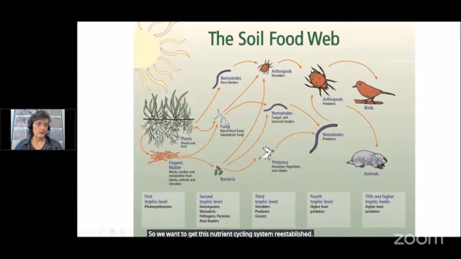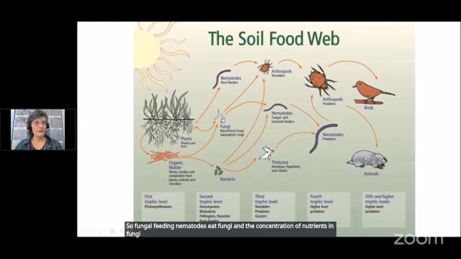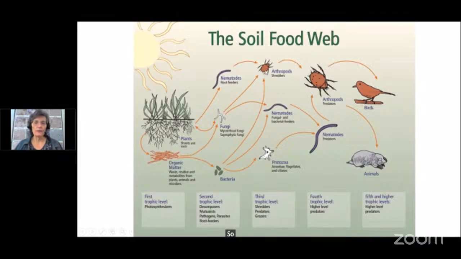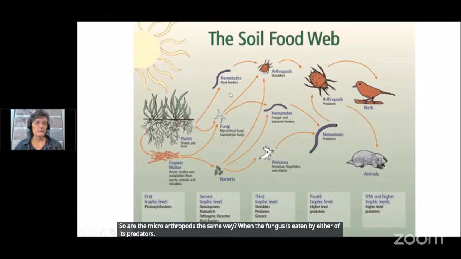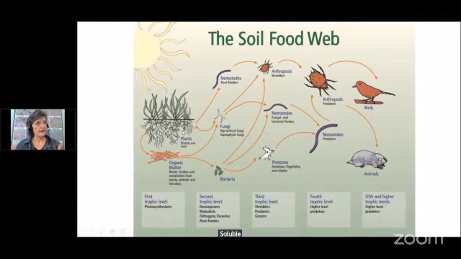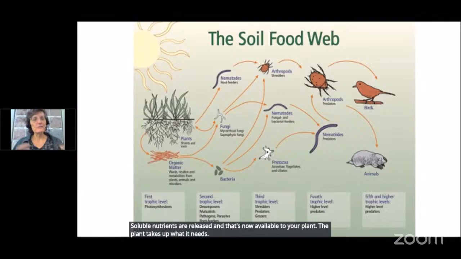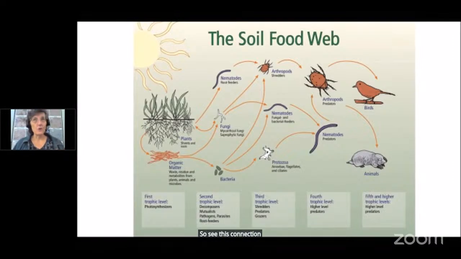I didn't talk about fungi. What eats fungi? Fungal feeding nematodes eat fungi, and the concentration of nutrients in fungi is so much higher than in what eats it. Microarthropods are the same way. When the fungus is eaten by either of its predators, soluble nutrients are released, and that's now available to your plant. The plant takes up what it needs. So see this connection? So extremely important, but that's why we don't need inorganic fertilizers.